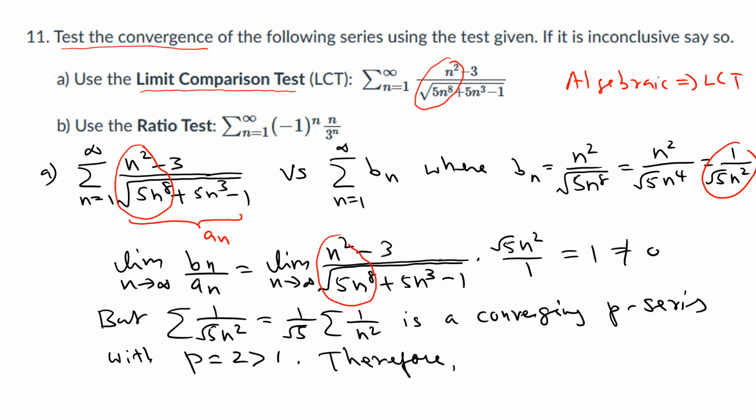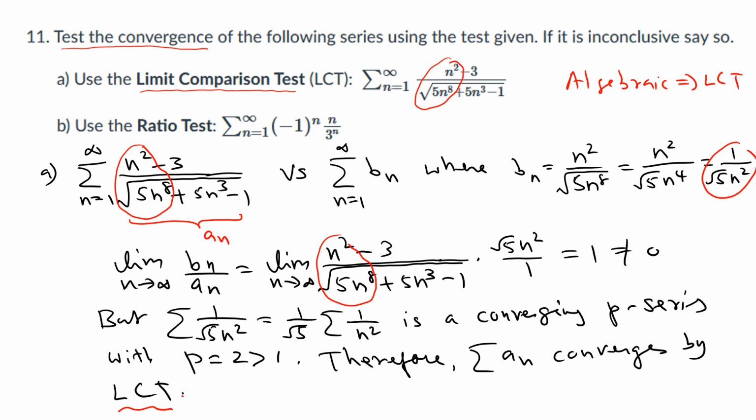So therefore the original series, sigma n, converges by the limit comparison test. You have to mention what the test is. Okay, good. So that's how we do it. It's a very simple problem, but that's everything you need to write for that problem. Okay, so let's go to the next one.